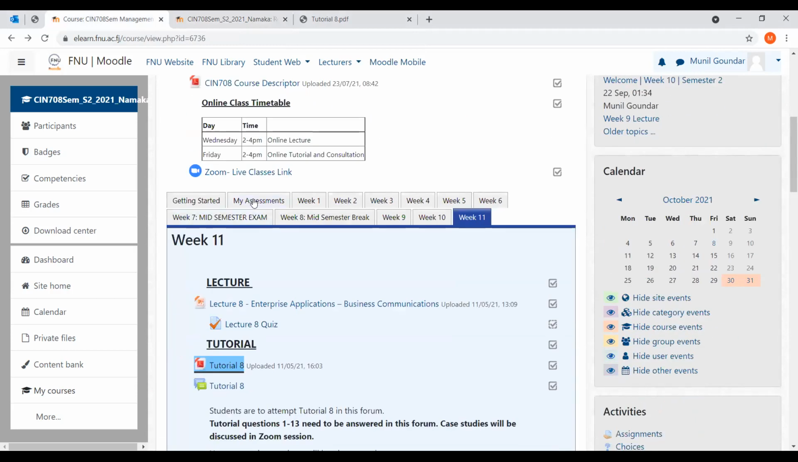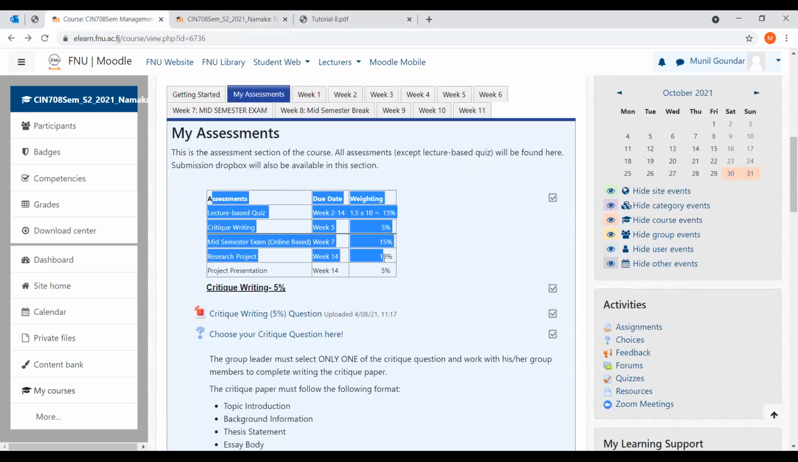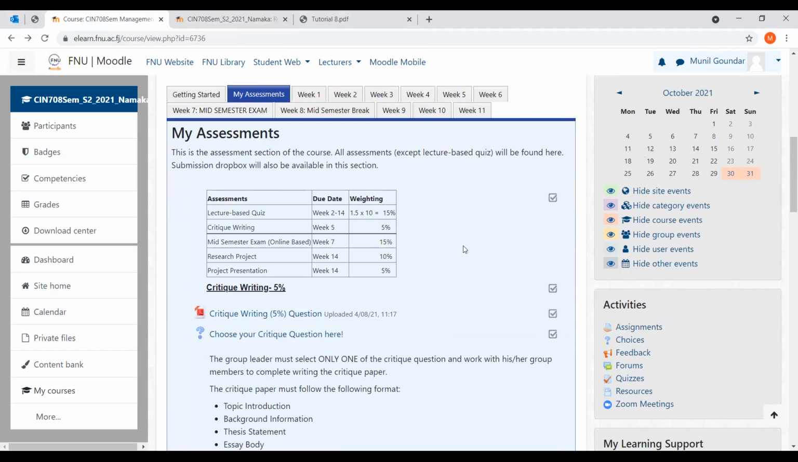Apart from that, if you look at your assessments guide on Moodle under the my assessment section of the Moodle shell, your lecture-based quiz will be ongoing all the way down till week 14. Critical writing you have already attempted, which carried 5% towards your coursework. You have also attempted your mid-semester exam, which carried 15% towards your coursework. Your research project and presentation, the very last element, is something that you will be doing within the next few weeks. Please do note that you'll have to be a bit timely because you also have to revise for your final examination.